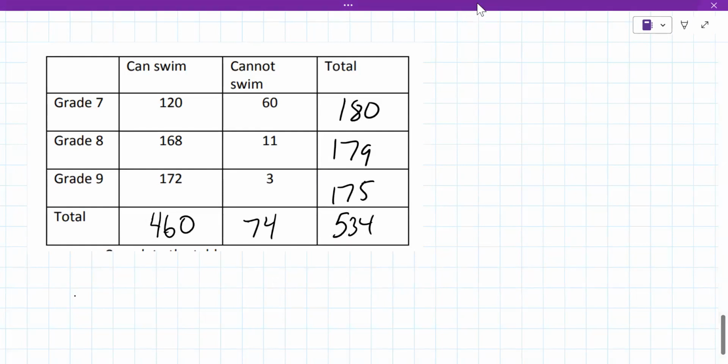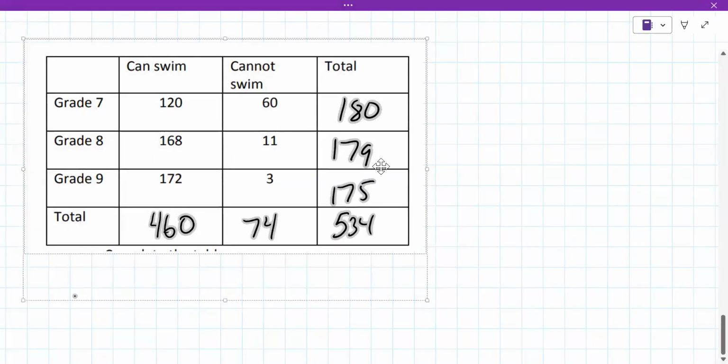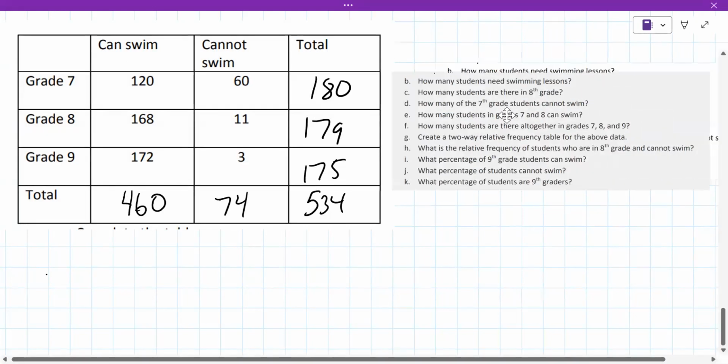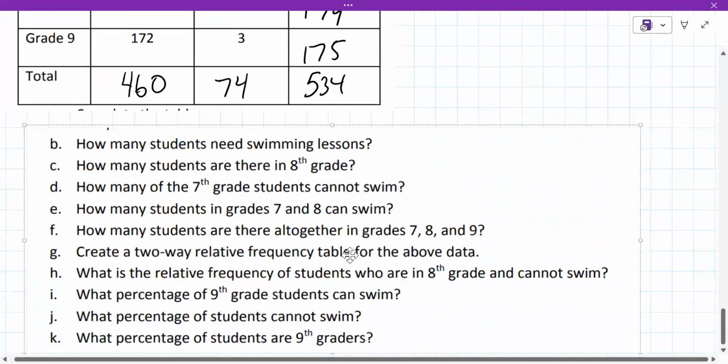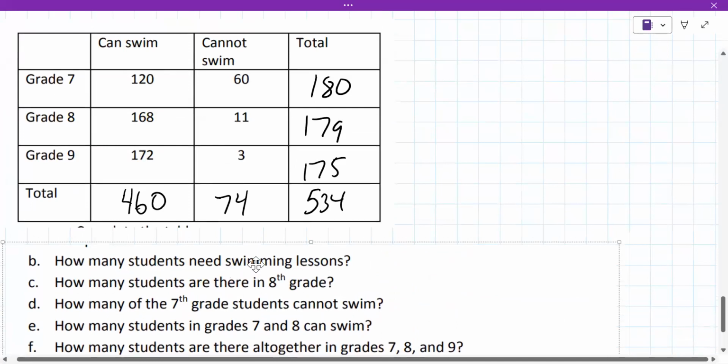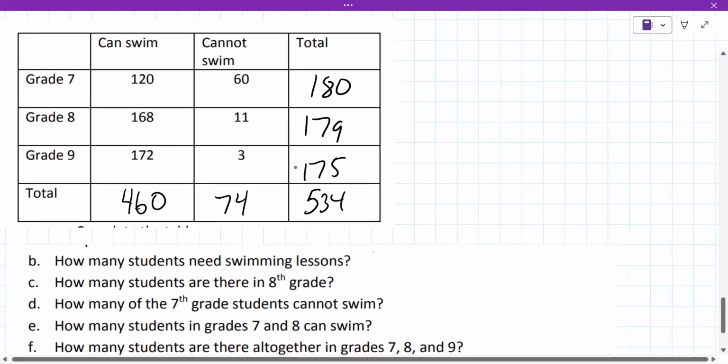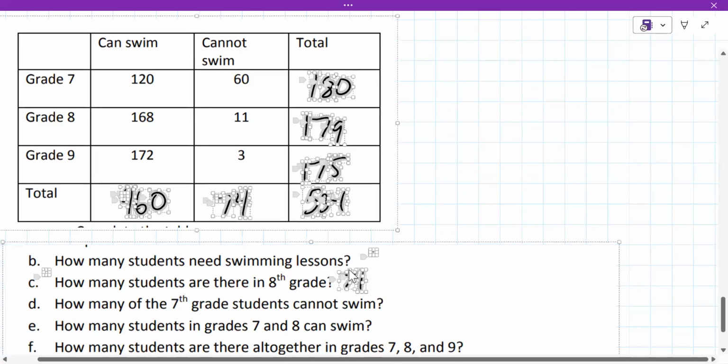All right, so there's a bunch of questions that we can answer now. I'd like to do these together one by one in case there are mistakes. So how many students need swimming lessons? What is implied by that? They cannot swim, yeah. They're just asking how many students, so it's just 74. So C is 74.